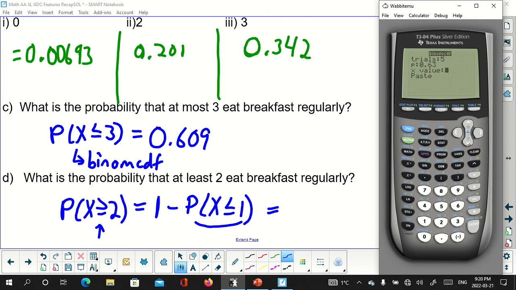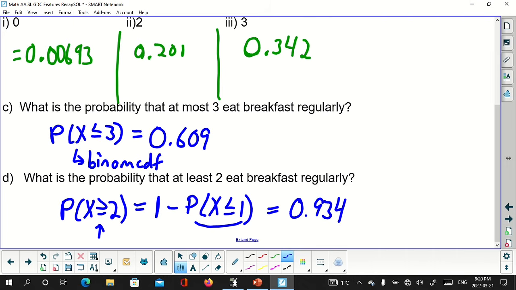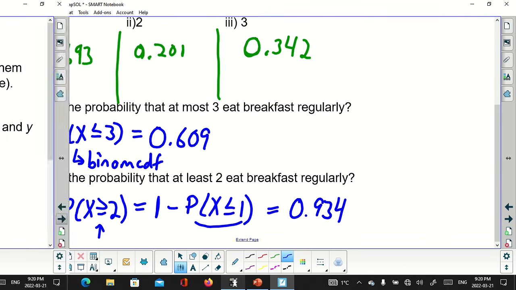And this time we'll tell it that it's up to 1 success. Trials is 5, p is 0.63, and we'll work out to 0.934. Now, of course, there are other ways that you can do this. I'm just showing you one way that you can approach it with Binomial CDF.